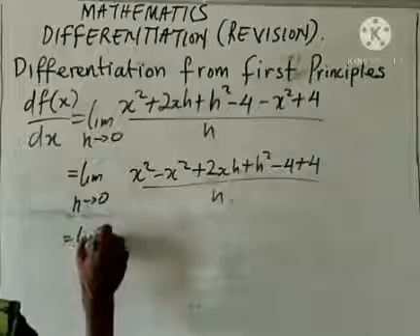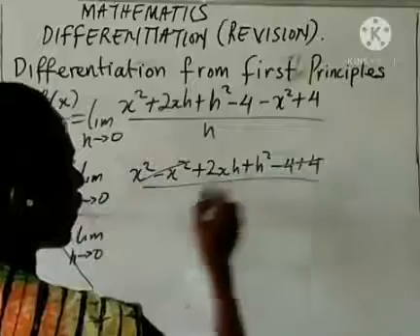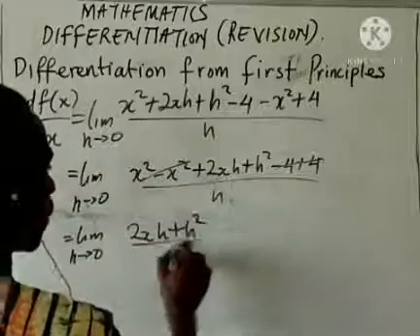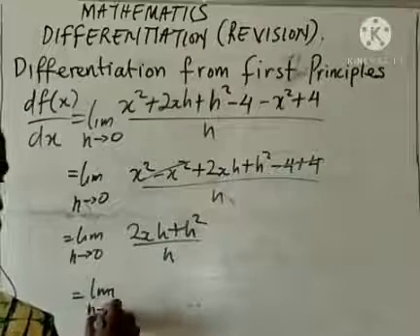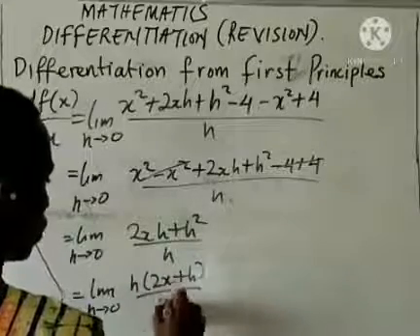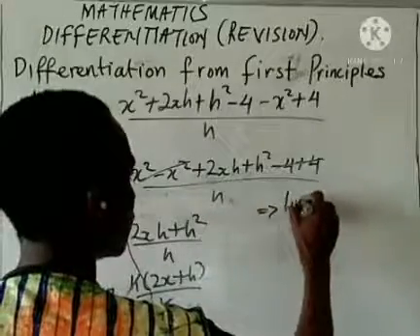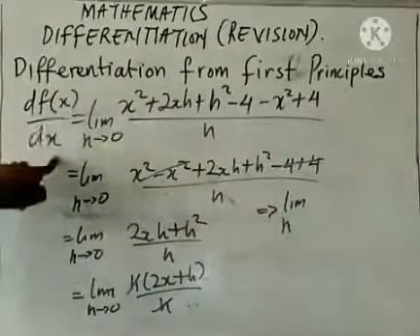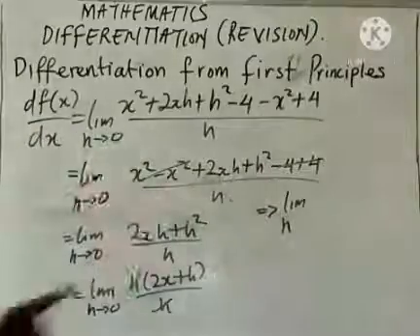So from there, we have this and this nullify each other, this and this nullify each other. So I will have 2xh plus h squared over h. And that will give me, limiting h to 0, h into 2x plus h all over h. This will cancel this now. So from there, I will have limiting h. Remember that our differentiation of f of x with respect to changing x is giving us this expression.